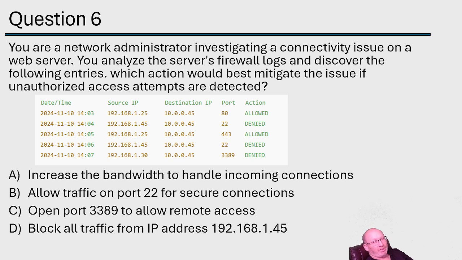So I wanted to do something a little bit more. I wanted to expand it out by one. All right, let's do something a little bit different this time. You are a network administrator investigating a connectivity issue on a web server. You analyze the server's firewall logs and discover the following entries. Which action would be best to mitigate the issue of unauthorized access attempts you are detecting?